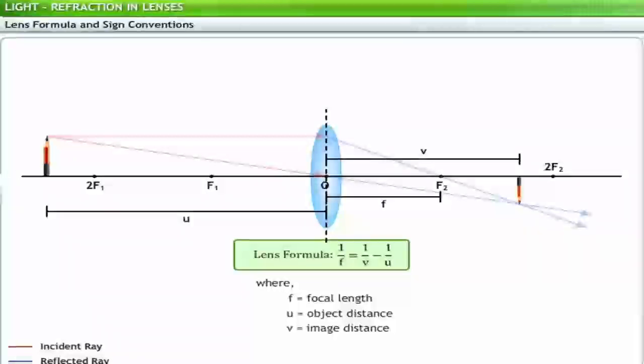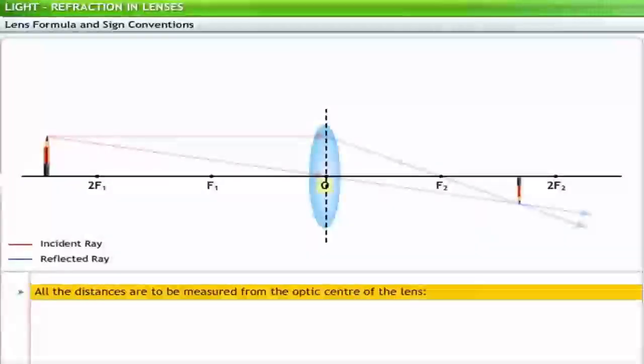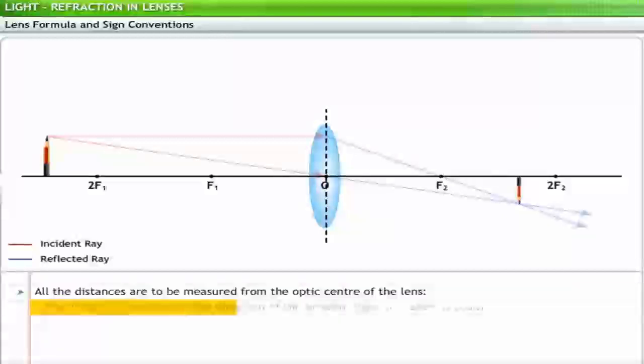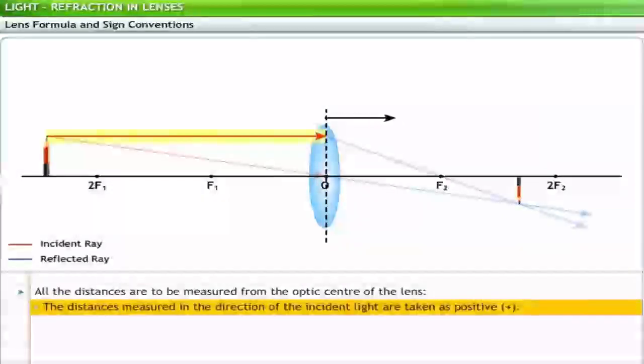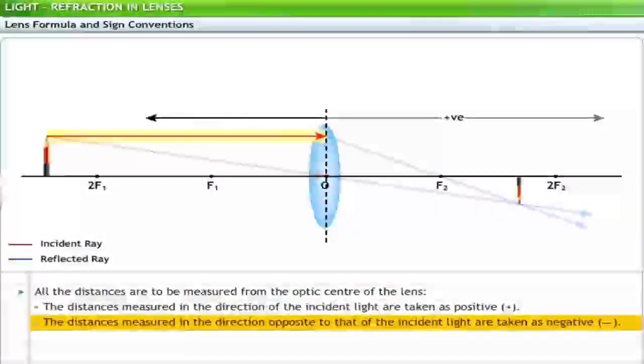To denote the distance and the nature of the image formed by a lens, relative to the object, some conventions have been defined. All the distances are to be measured from the optic center of the lens. The distances measured in the direction of the incident light are taken as positive. The distances measured in the direction opposite to that of the incident light are taken as negative.